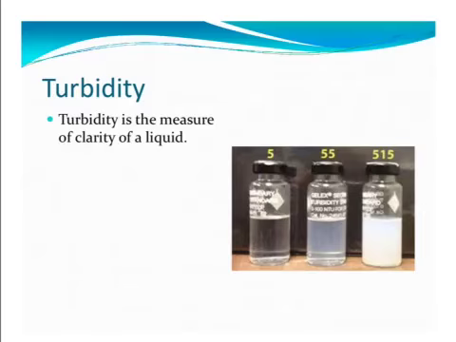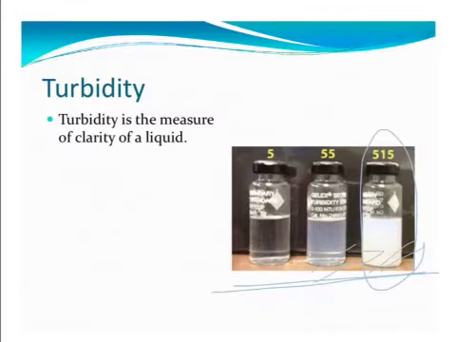Turbidity is the measure of clarity of a liquid. If we take a closer look at this picture, the water in this bottle is not clear at all, so the turbidity of water in this bottle is high. Then the second one, the turbidity of water is kind of medium because the water in this bottle is much clearer than this one, but it's not completely clear. And the water in this bottle is clear, so the turbidity of water in this bottle is low.